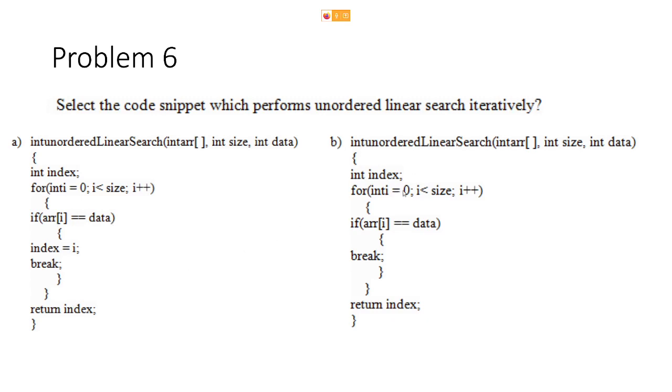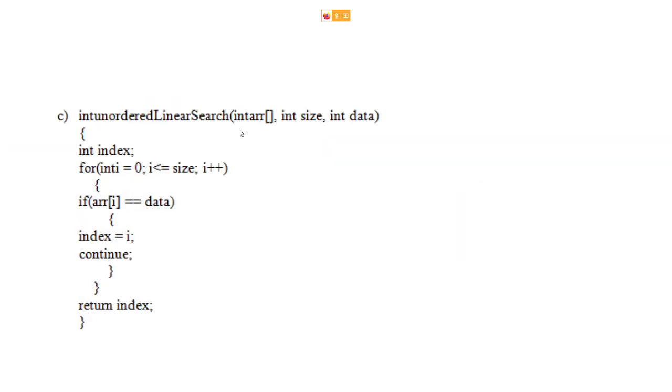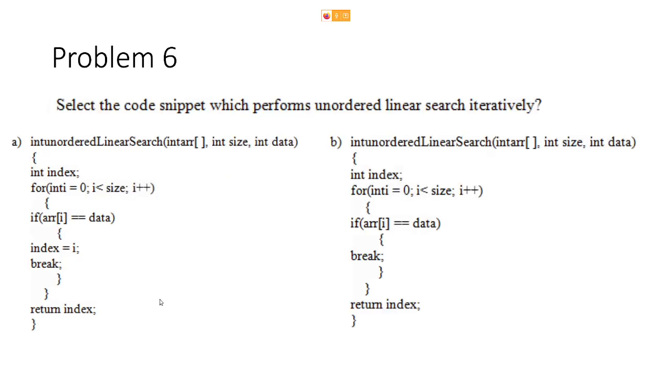In the second option, you are going over the array from 0 to less than size, and you're checking if array[i] equal to data, then you break and return index. And in the third option, you are going from 0 to i less than or equal to size, and if array[i] equal to data, then index is equal to i, and then you continue and you return index. So your question is, which of the following is the correct way of doing an iterative linear search?